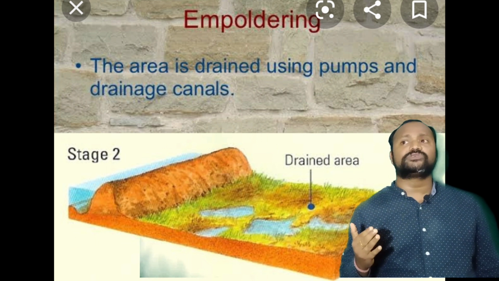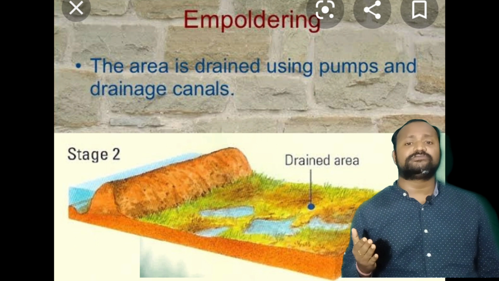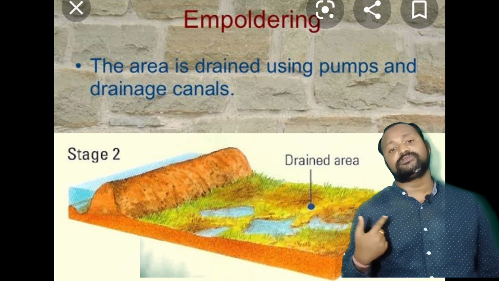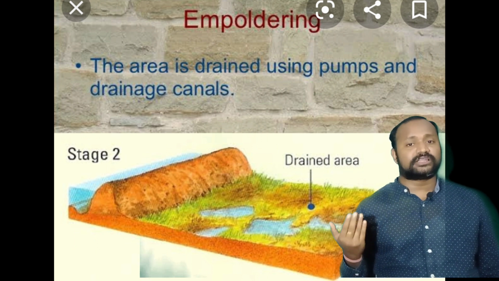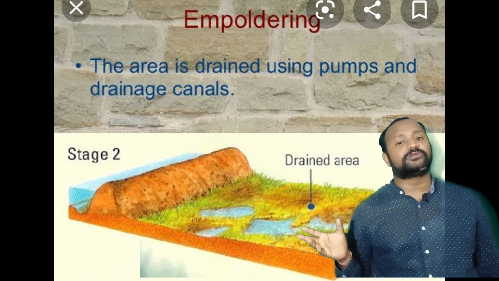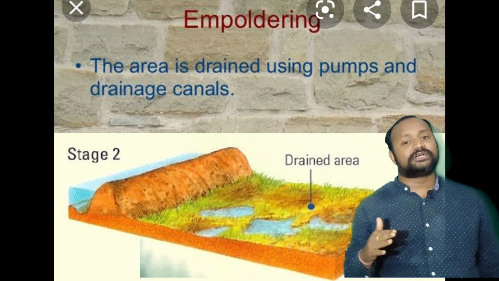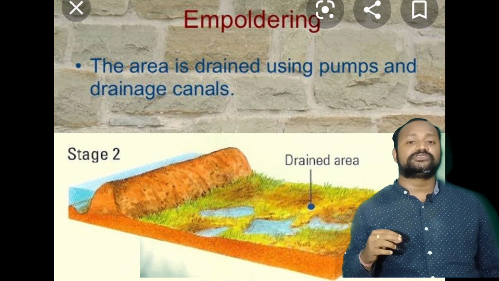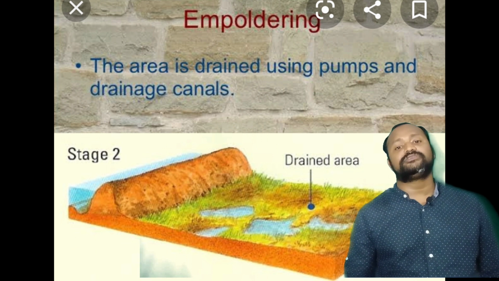Empoldering, mostly you can take the example of Burj Khalifa. Burj Khalifa is one example of empoldering, where the area is first surrounded with the help of dikes. Dike means wall. They surround it with dikes, and they pump out the water from the sea, and then they fill it with soil and all. Then they construct over there. So these regions are known as polders. It is one of the methods of creating new land.